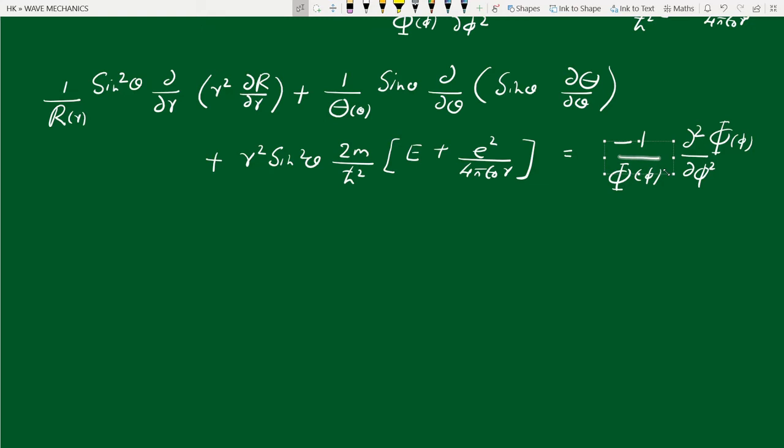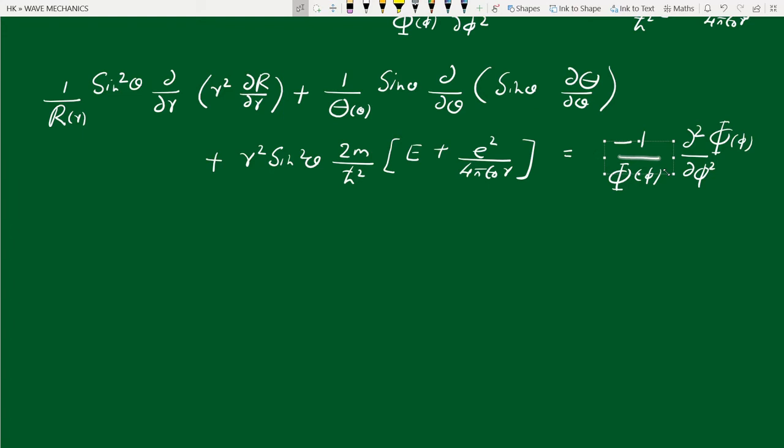Okay, so for this equation to be valid for all values of r, theta and phi, the only possibility is that the left hand side of the equation as well as the right hand side of the equation should be equal to the same constant. Left hand side depends on two variables, right hand side depends on a third variable, and still it's an equation. The equation should be valid. Left hand side should be balanced by right hand side. This is possible only if left hand side and right hand side are equal to the same constant.